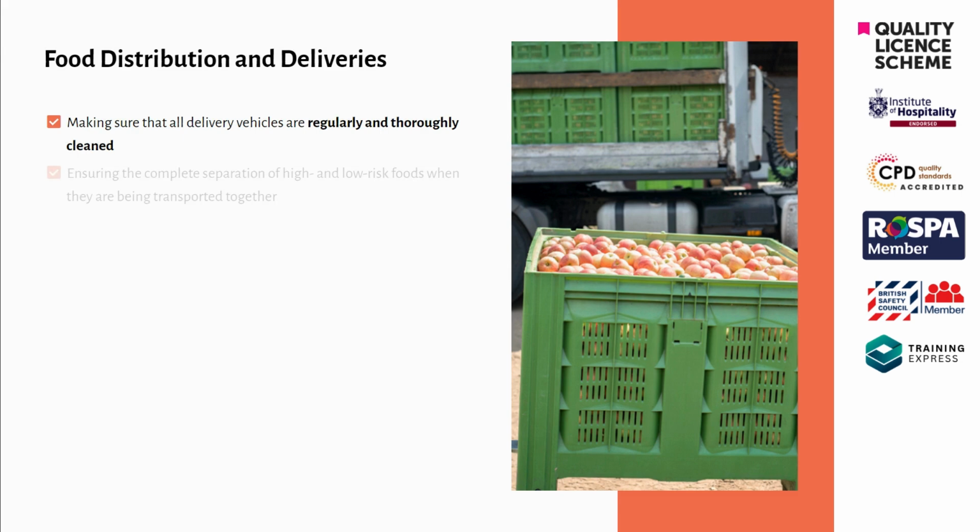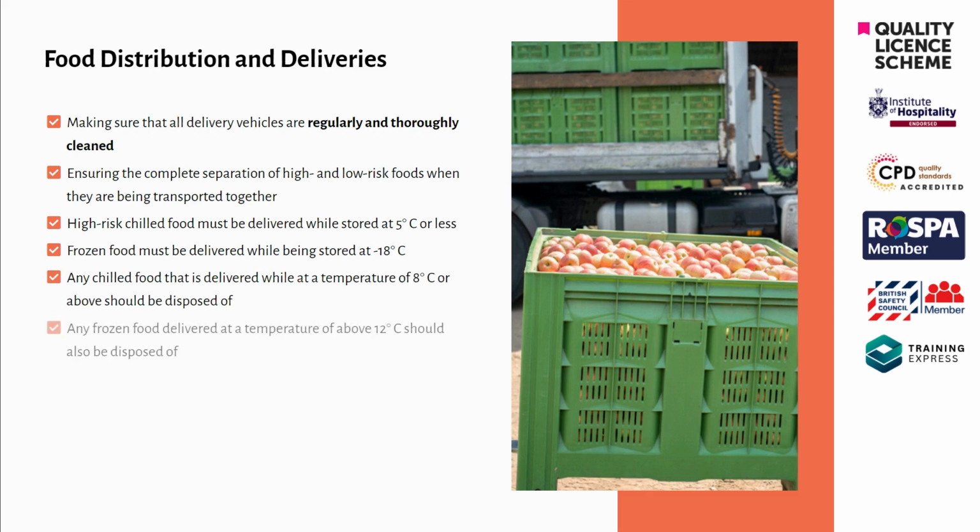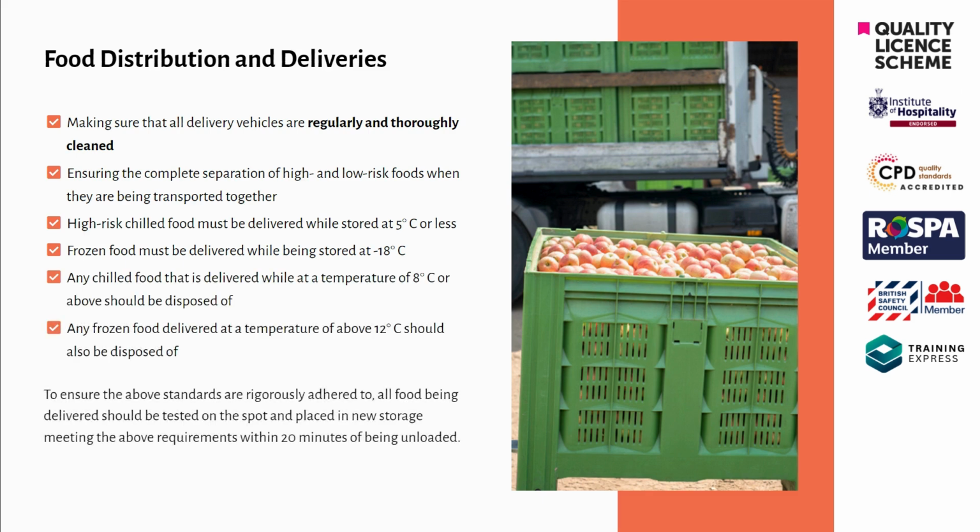Making sure that all delivery vehicles are regularly and thoroughly cleaned. Ensuring the complete separation of high and low-risk foods when they are being transported together. High-risk chilled food must be delivered while stored at 5 degrees Celsius or less. Frozen food must be delivered while being stored at -18 degrees Celsius.